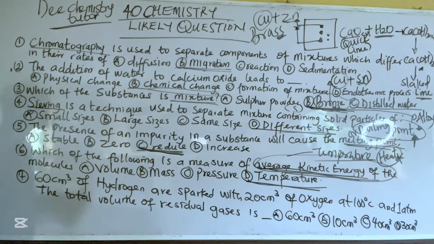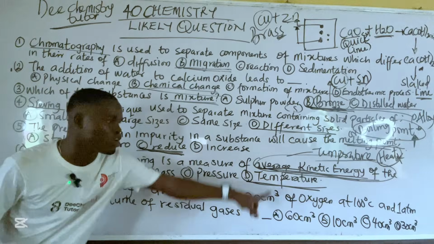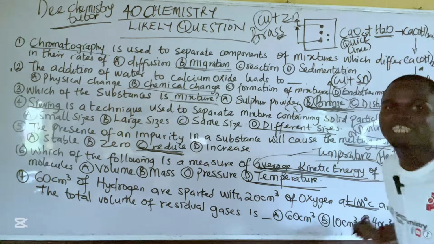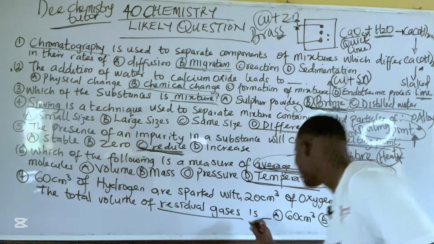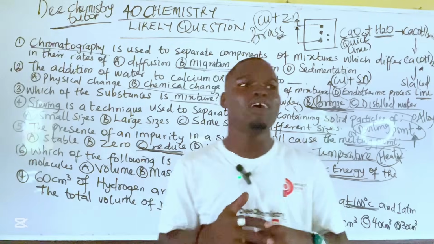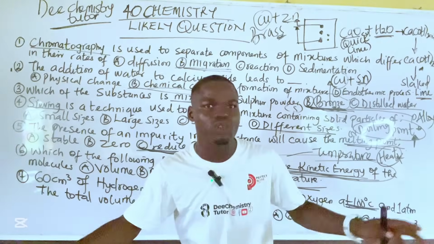60 centimeter cube of hydrogen are packed with 20 centimeter cube of oxygen at 100 degrees Celsius. This is the most important thing here. At 100 degrees Celsius, the total volume of residual gases is dash. This is very, very important because you have to understand the concept of Gay-Lussac's law to be able to explain this very well.